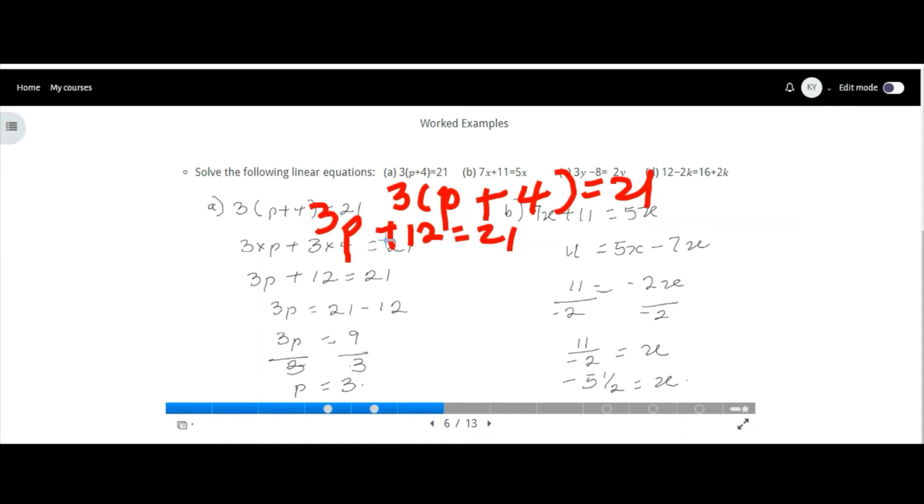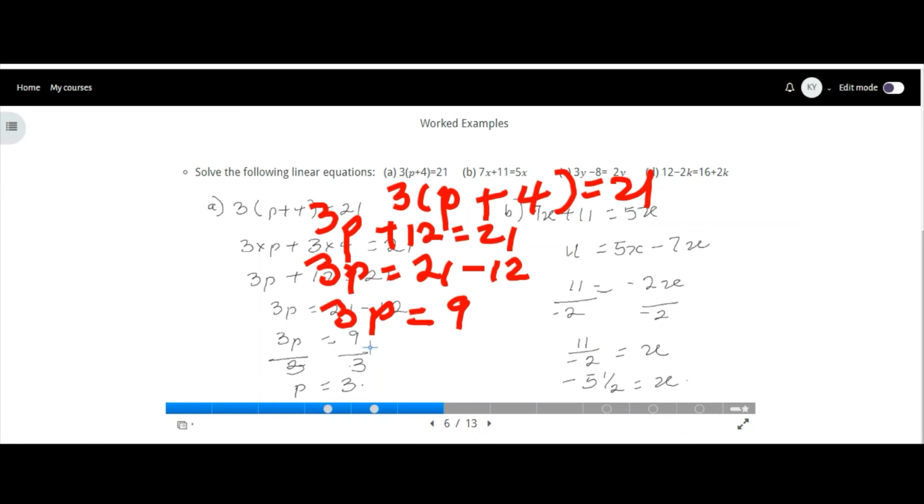Now we have to collect the like terms. If you look at it, 12 looks like 21. So we bring it to the other side and it changes to minus. So it's going to be 3p equals 21 minus 12. What is 21 minus 12? That is 9. So we have 9. We want to get p, so we divide both sides by what?